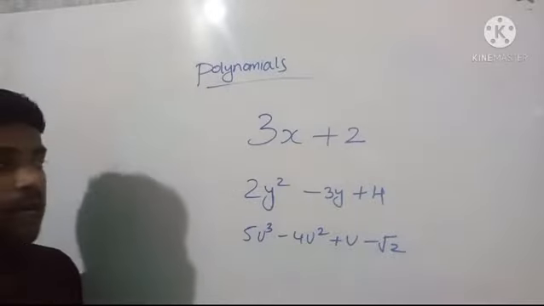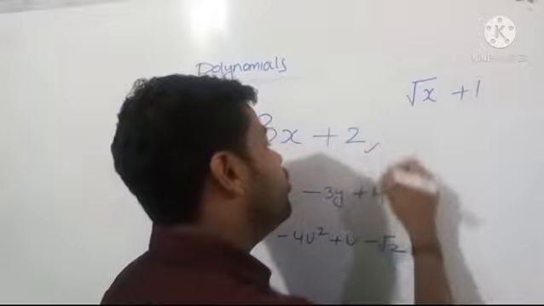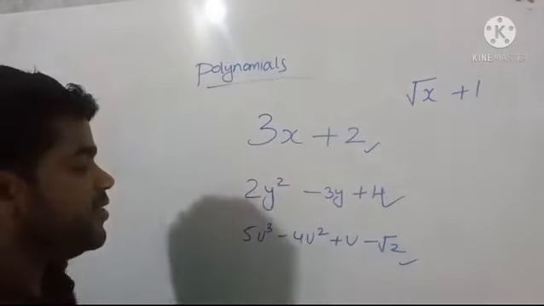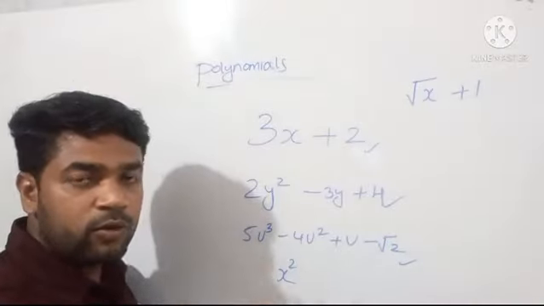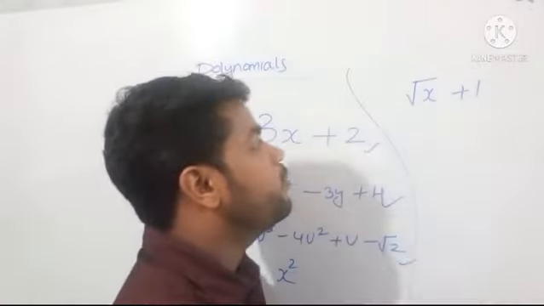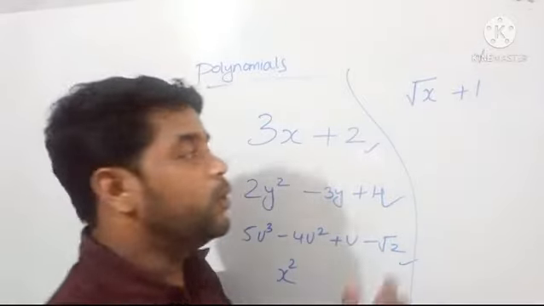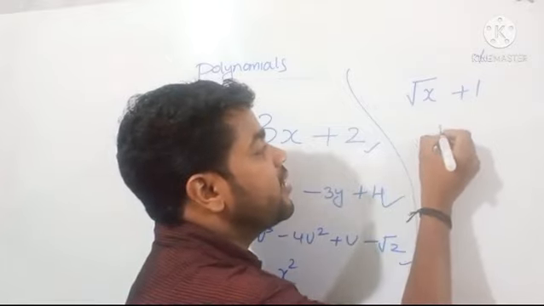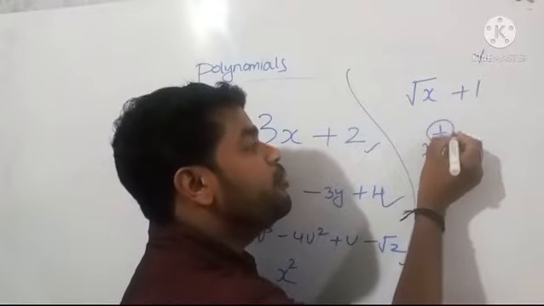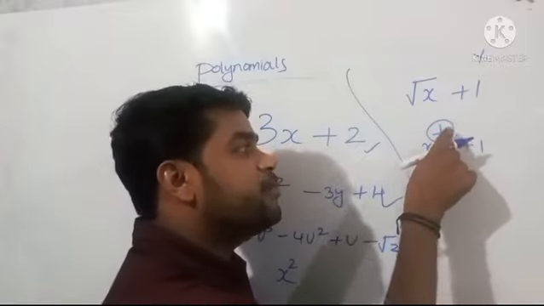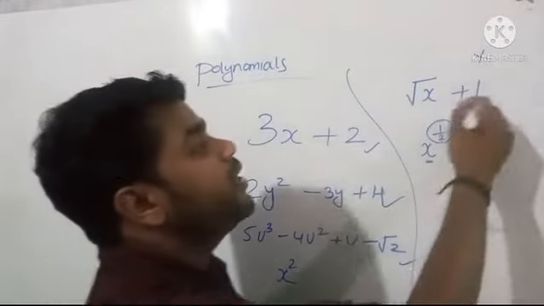And which of them are not polynomials? x is a polynomial, x square is also a polynomial, x cube is also a polynomial. But root x plus 1 is not a polynomial. Why? Because root x can be written as x raised to 1 by 2, plus 1. Here the variable is x and the power of the variable is a fraction, therefore it is not a polynomial.